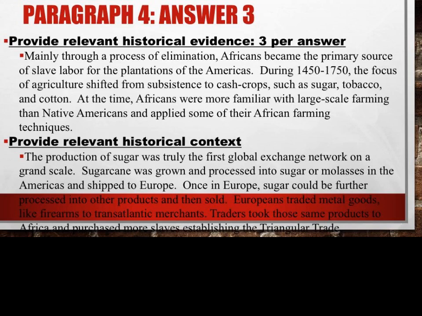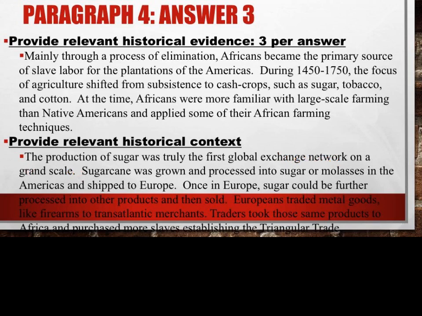Here is the next example for relevant historical context for this answer. Again, you only need one historical context. You don't need it for each answer. I've just given it for each answer so you can see several different examples. The production of sugar was truly the first global exchange network on a grand scale. Okay, right then and there, global exchange network, grand scale.